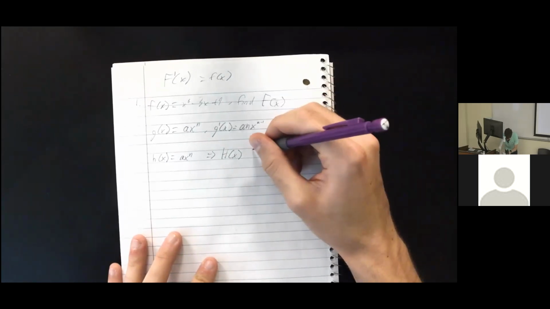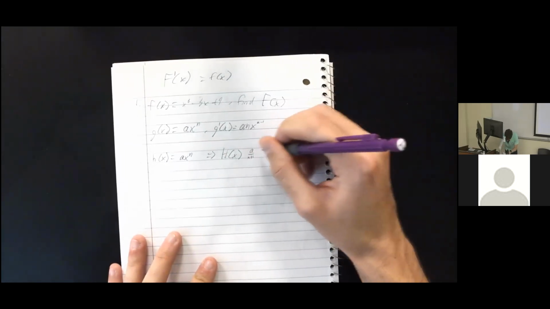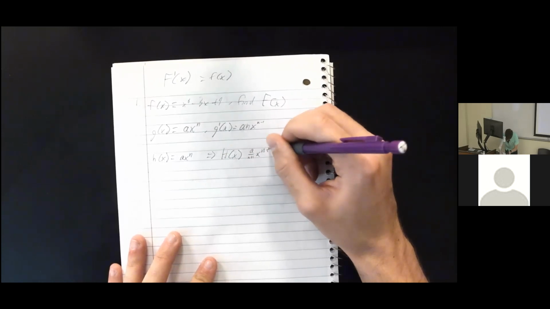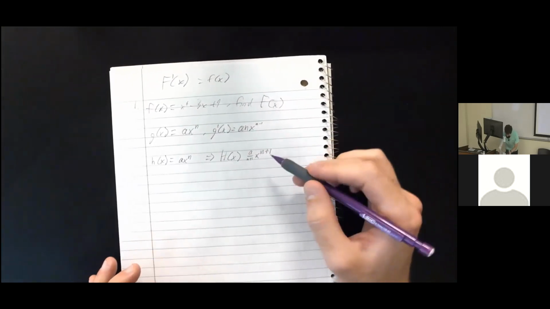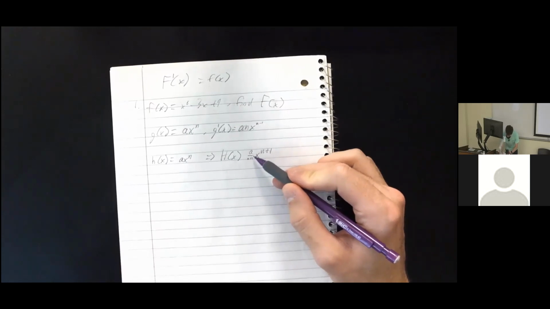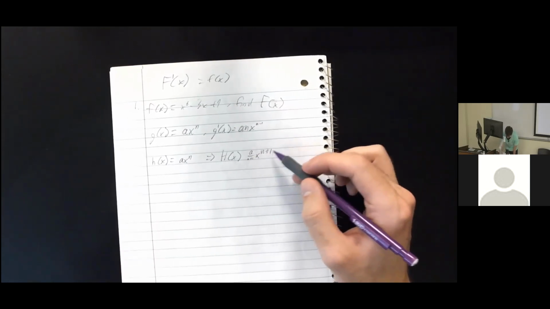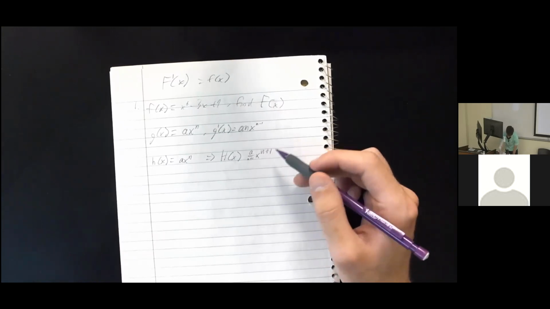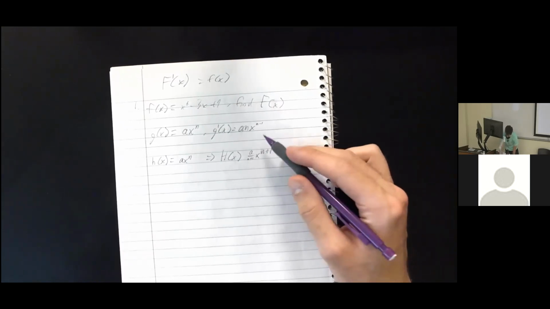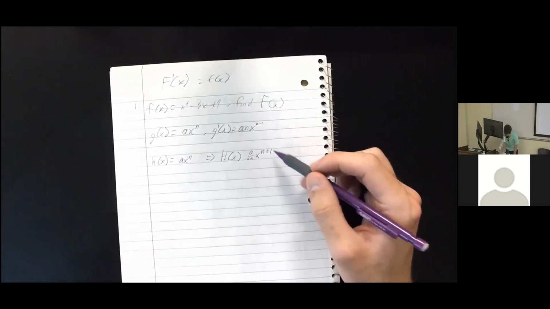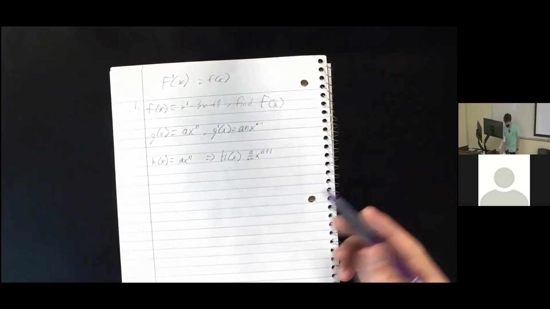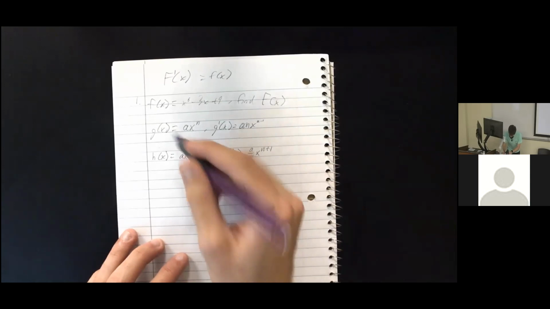So we can write a over n plus 1 times x to the n plus 1. Because if you think about it, n plus 1 times the a over n plus 1 down here is going to be canceled out. We'll be left with a, and then up here it's going to be just n, because it's n plus 1 minus 1, which is just n, right? So that works.